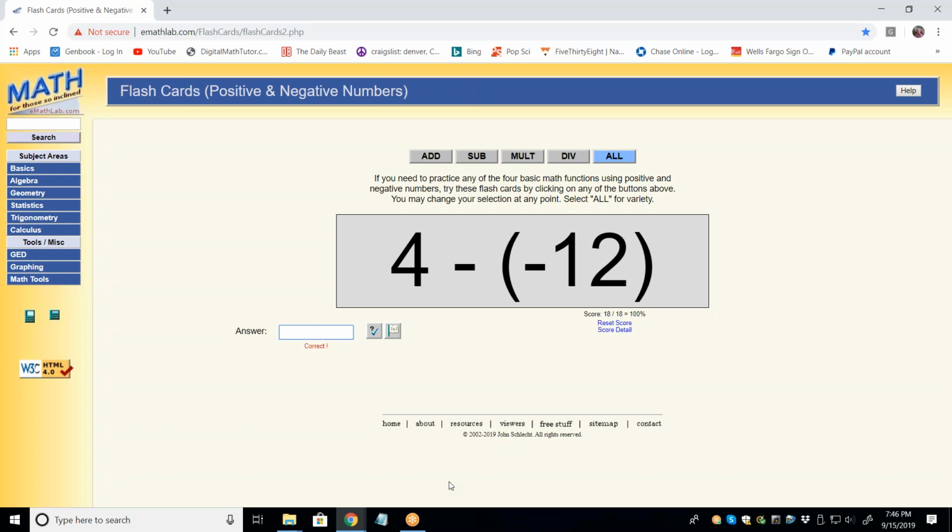Now, this is a subtraction problem. I want you to turn it into an addition problem because I see 2 negative signs. Only time I ever want you to do subtraction as subtraction is when there's 1 subtraction sign. That's the only negative sign you see. Positive 16. Good.